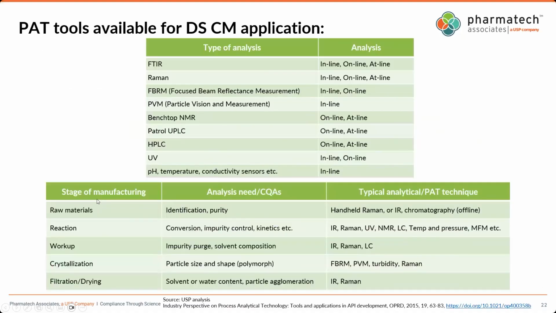So this is where different stages of manufacturing and what typical PAT analytical tool is being used at that different stage of manufacturing. So for crystallizations, as I mentioned, FBRM, PVM is the most common PAT tool that can be used. For filtration, IR and Raman can be used to find out the solid water content. It looks pretty similar to what I showed for oral solid dose applications on a high level. So there are commonalities, which I think is interesting to follow.